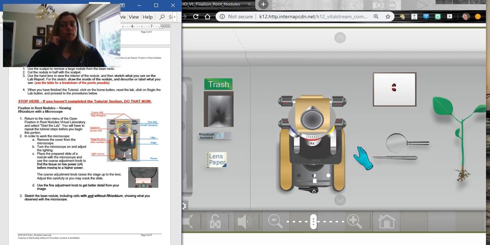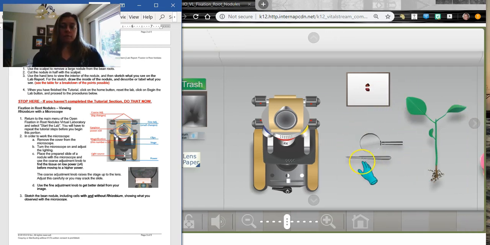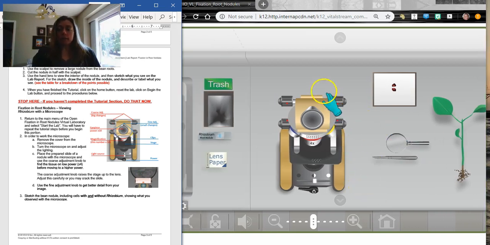All right, so at this point, we went to the main menu. We had to go through all the steps for this lab that we did in the tutorial. So we cut the nodule off of the root here. We placed the nodule onto the cutting board. We picked up the knife, we cut the nodule, and we looked at it under the hand lens. Now it's time for us to look at it under a microscope. So at this point, here's your microscope. What you don't see is that when you open it, you're going to find there's a plastic cover on it. So just touch it and click it, and it'll pull it off for you.